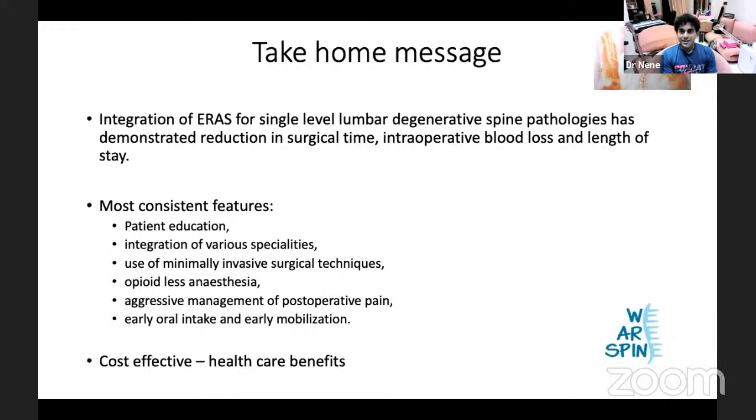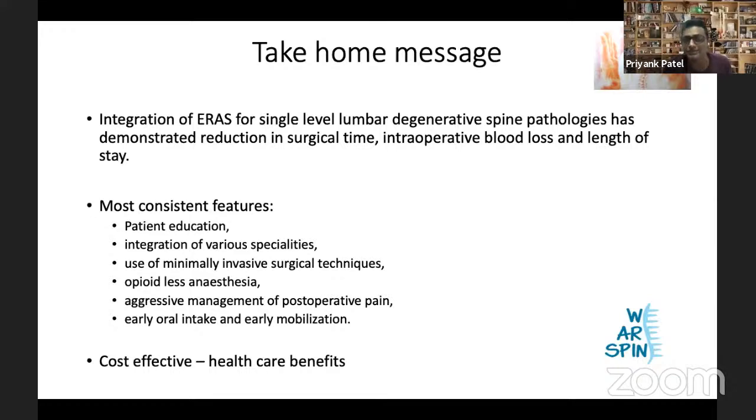Any other comment? Sir, I've got two questions for Akshay. Akshay, have you seen, with age, do the results differ, with older people not doing that well and younger people doing well, or does it really not matter when following the ERAS protocol?